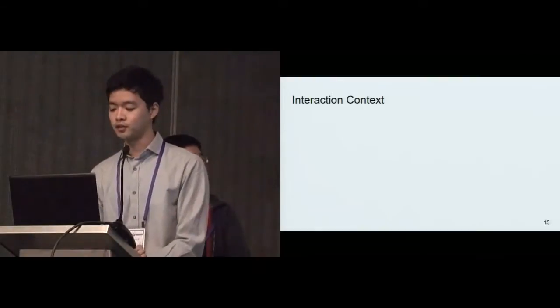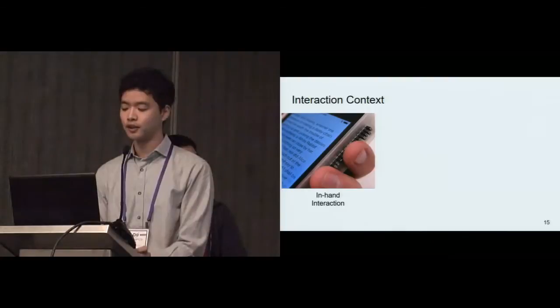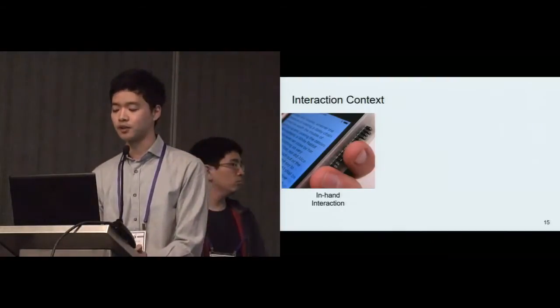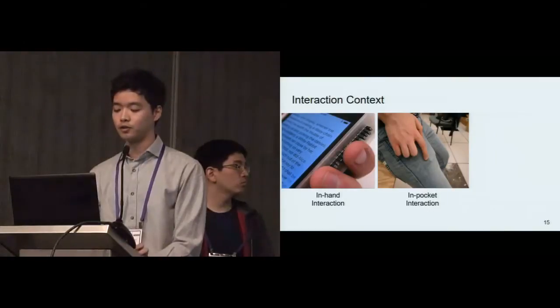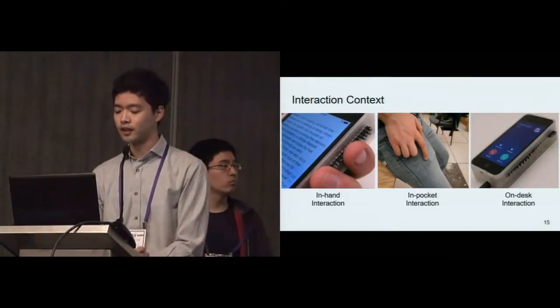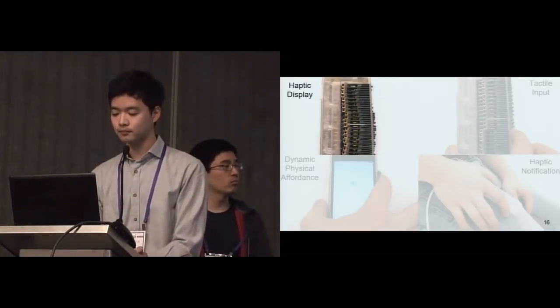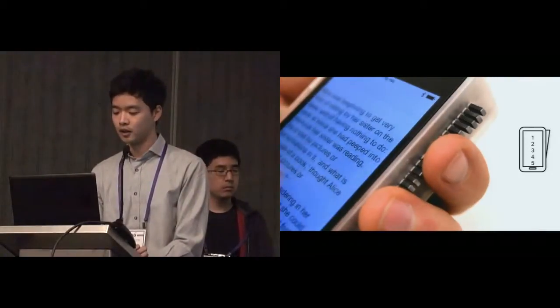Because of its shape-changing nature, haptic edge display can be used in various contexts. When holding in hand, it can be used for haptic interaction along with the graphical interface. While in pocket, it can be used alone for haptic interaction or notification. Finally, on desk, it can be used to provide physical visual feedback. So the main feature of the haptic edge display is its display.